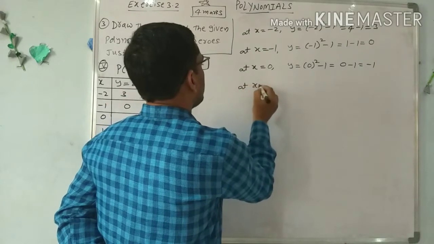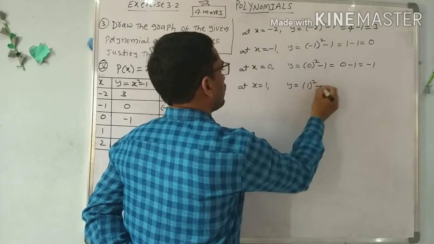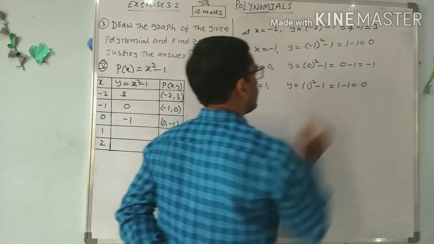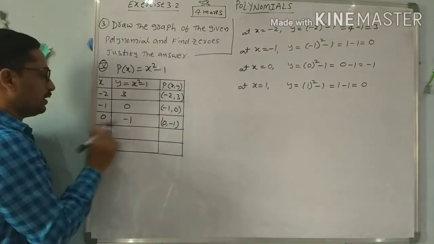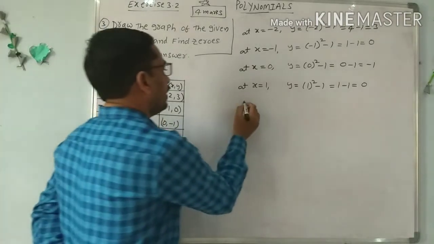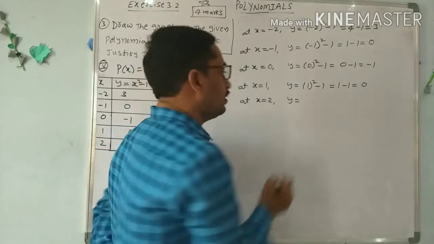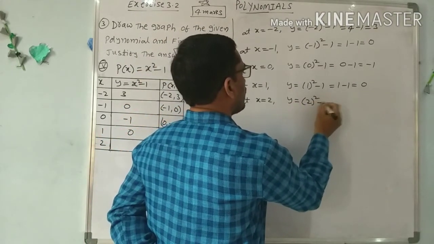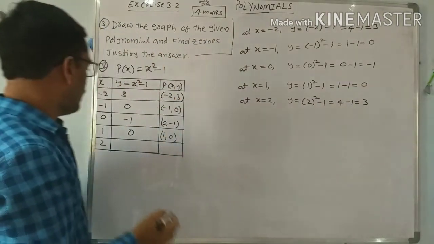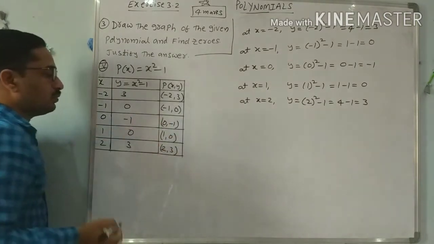Next at x equal to 1, find out the y value. x square, 1 square minus 1. 1 square value 1. 1 minus 1 equal to 0. At x equal to 1, y value is 0. So 1 comma 0. Next at x equal to 2, the last value, find out the y value. So x square means 2 square minus 1. 2 square value 4. 4 minus 1 equal to 3. At x equal to 2, y value is 3. So the last coordinate is 2 comma 3.